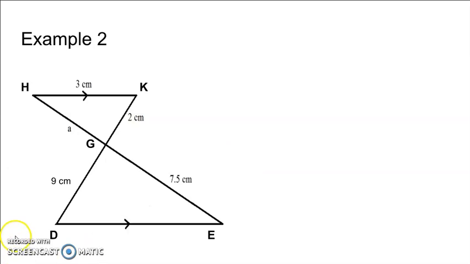Example 2 here, this time the triangles are not overlapping, but what ends up happening is they end up being a little bit twisted. I recognize that I have parallel lines on top, HK and DE are parallel, which gives me alternate interior angles. DK here represents a transversal, so therefore I know D and K are congruent. Similarly, H and E are congruent, and of course it's pretty obvious these are vertical angles, these are congruent, so I definitely have similar triangles. So I recognize that HKG is going to be similar to EDG.